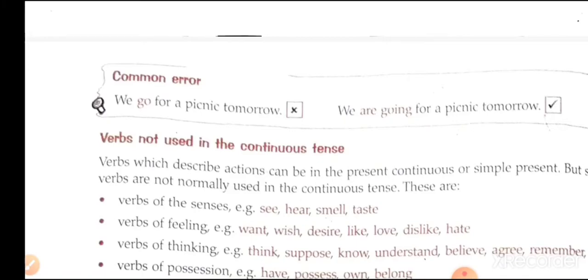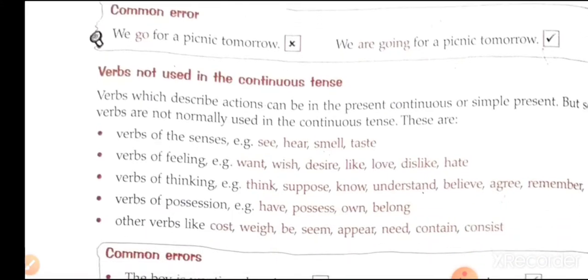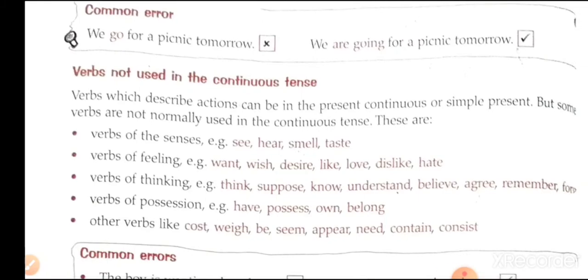Common error: We go for a picnic tomorrow. Correct: We are going for a picnic tomorrow. Verbs not used in the continuous tense. Verbs which describe actions can be in the present continuous or simple present, but some verbs are not normally used in the continuous tense.